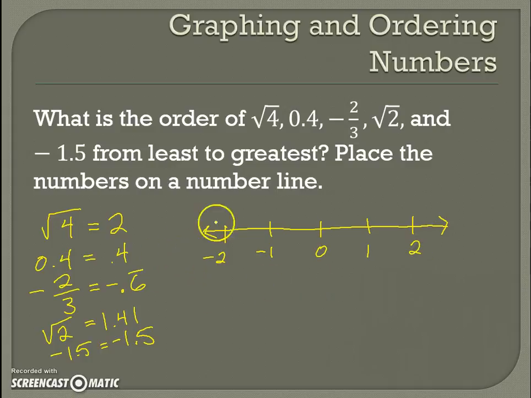And when you order this on the number line, I want you to get in the habit of using the original values. So -1.5 would go right here, and I'm going to write that value above it. The 1.41 is going to go almost halfway, but not quite. But instead of writing that, I'm going to write radical 2. -2/3 is going to be close to here. 0.4 is just 0.4, or 4/10. And then this last one, radical 4, would go right here.